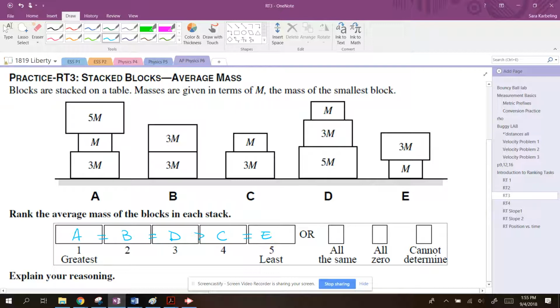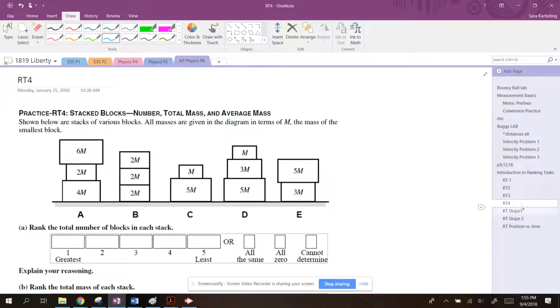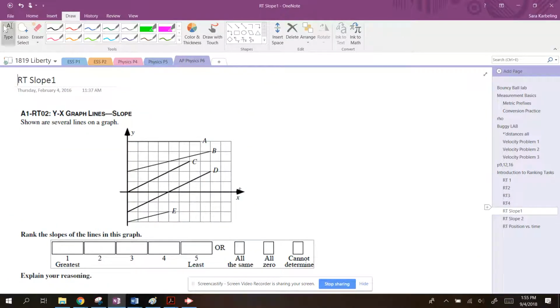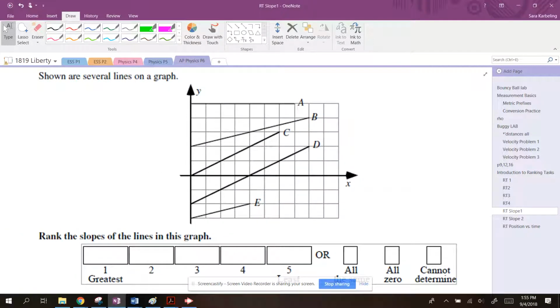So then for the explanation here, you would actually need to go through it, right? Like, I'm finding the average, so I'm adding them, dividing, and so on. Perfect. All right, fantastic. Let's not do that one. Let's do this one. This gets a little bit more physicsy. Shown are several lines on a graph. Rank the slopes.